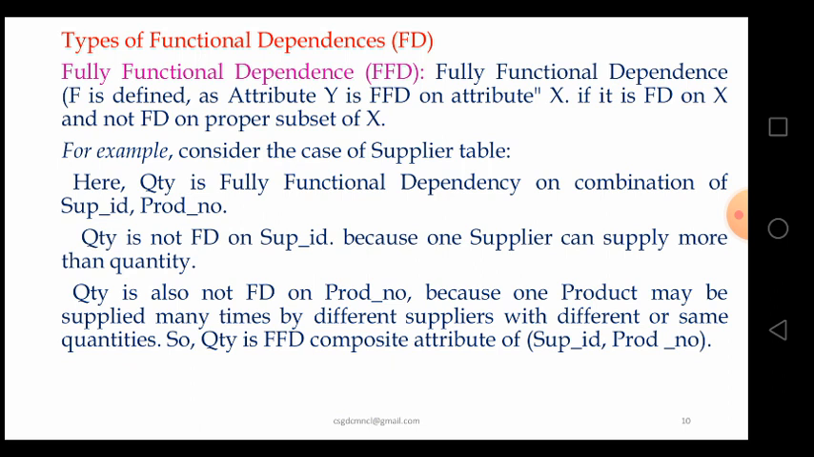Fully functional dependency is defined as: attribute Y is fully functionally dependent on attribute X if it is functionally dependent on X and not functionally dependent on any proper subset of X. Here, quantity is fully functionally dependent on the combination of supplier ID and product number.